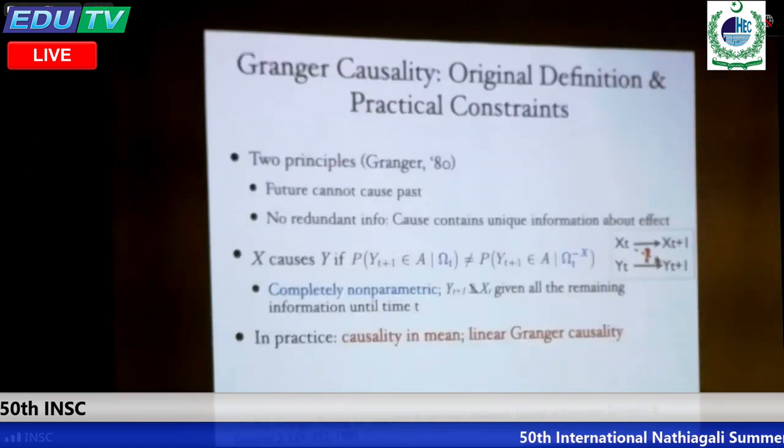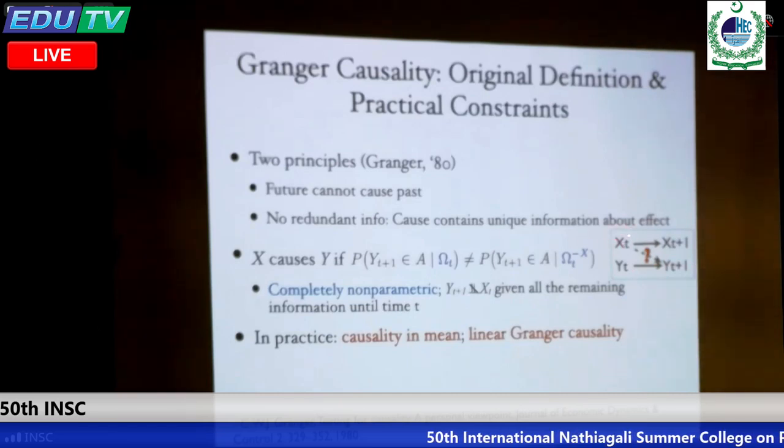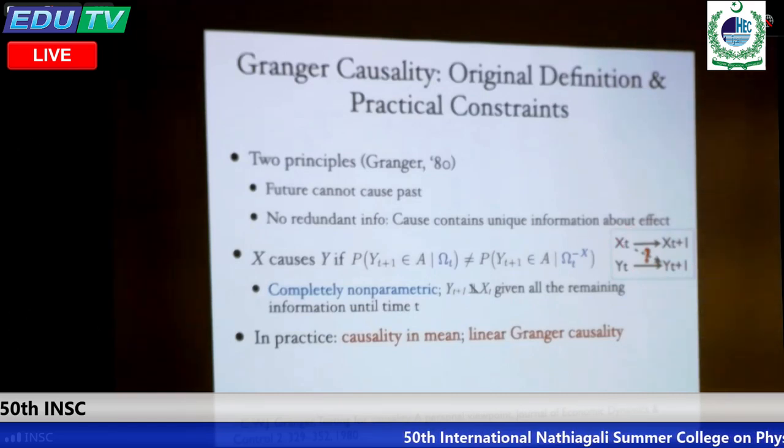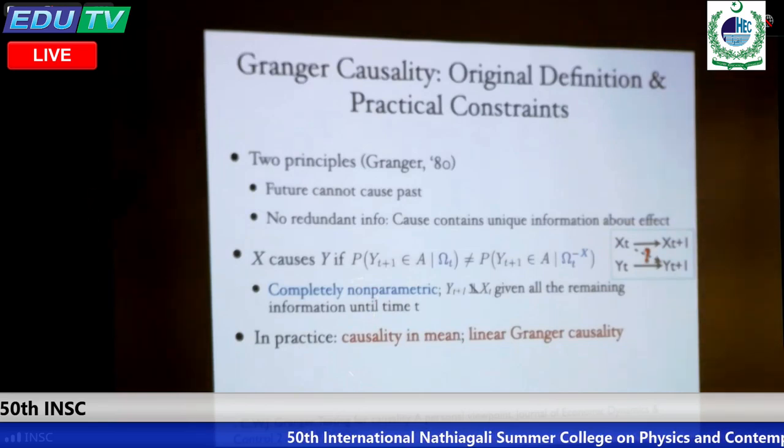Right here, this is the Granger causality. There are two principles. Future cannot cause the past, and there are no redundant information, meaning that here, if Xt is the cause of Yt+1, then Xt contains uniquely useful information for the prediction of Yt+1. That's it. And then this is Granger's 1980 paper. It's different from the classical paper.